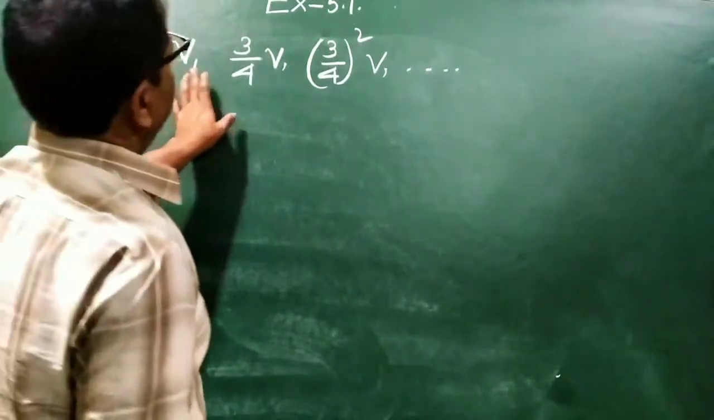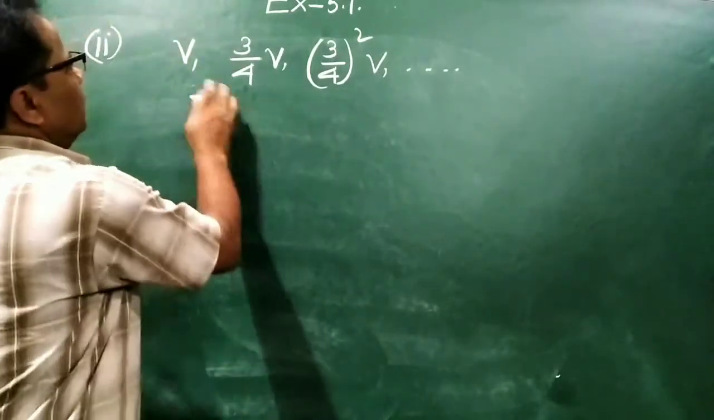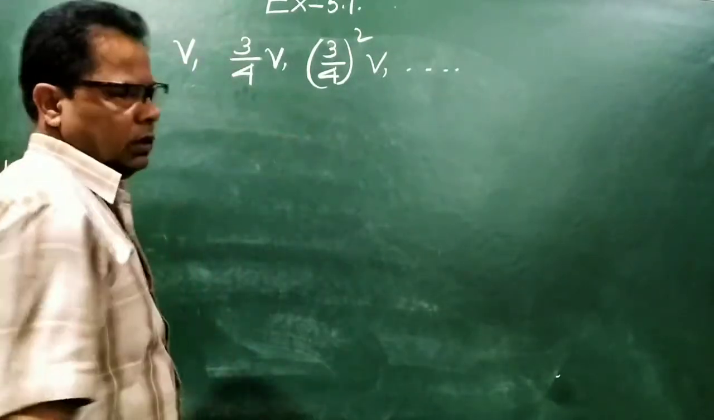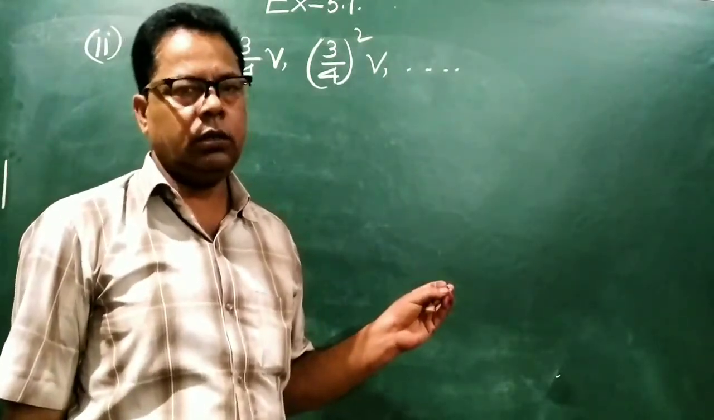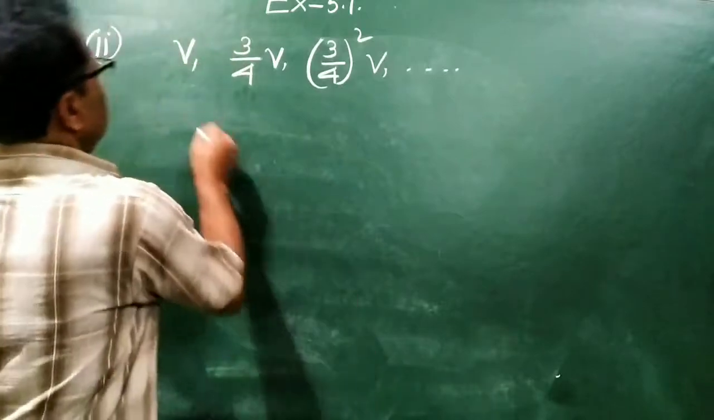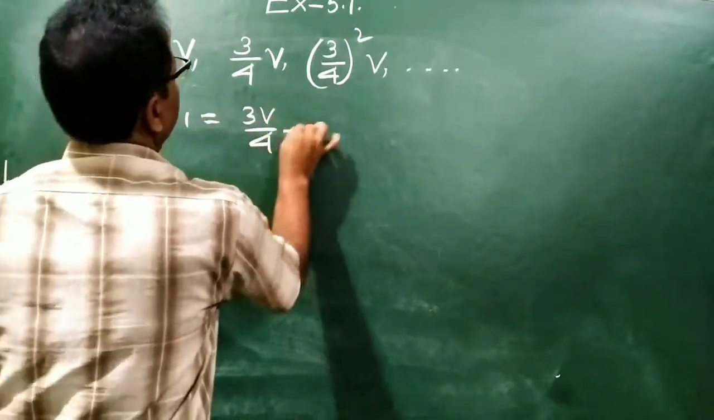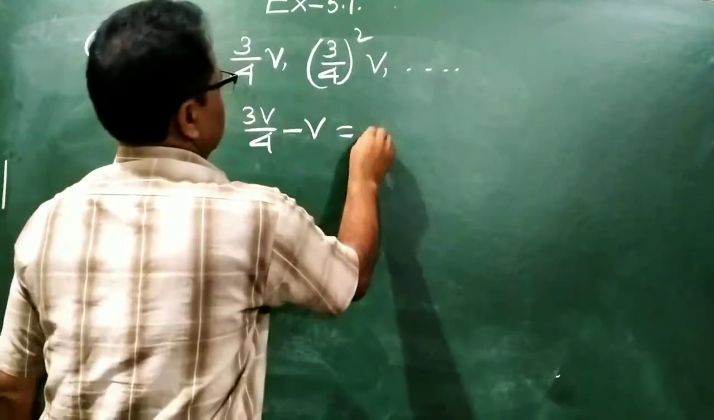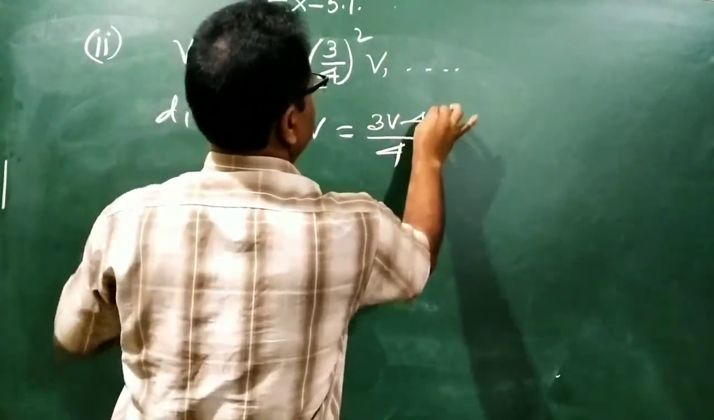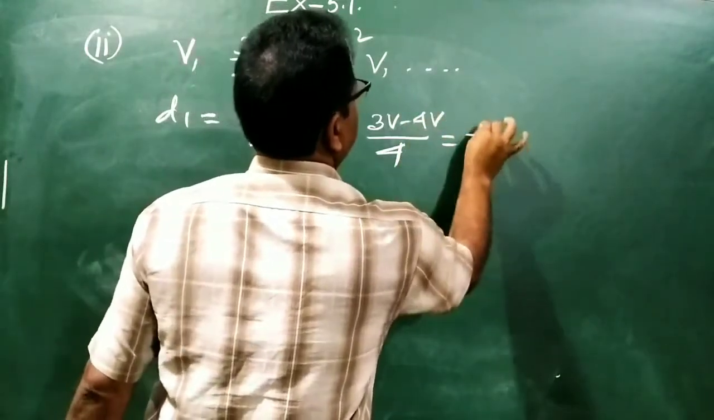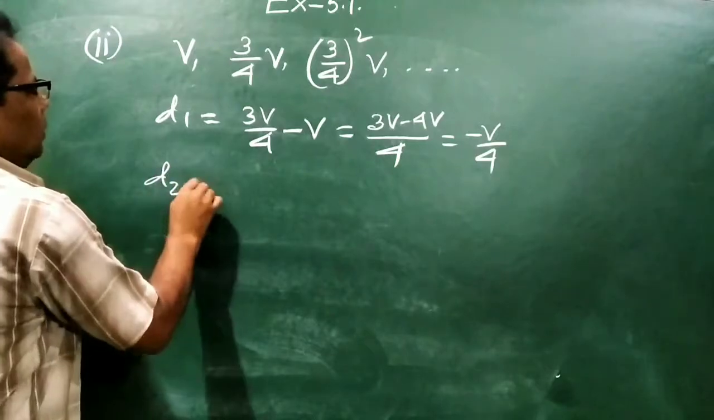Here we find that these are not in sequence. So we check D1 and D2, whether the common differences are equal or not. Let us check it. D1 is 3V/4 minus V, taking LCM 4, then 3V minus 4V, getting minus V/4.